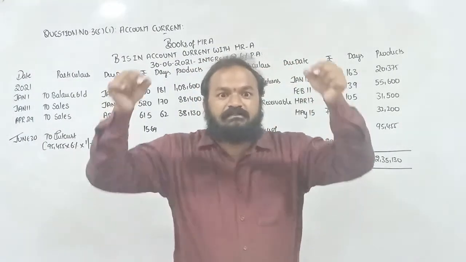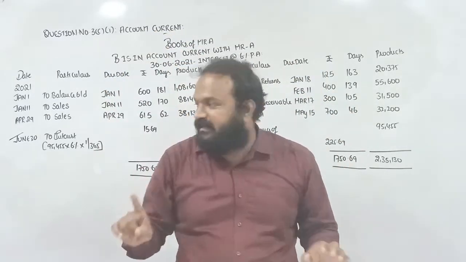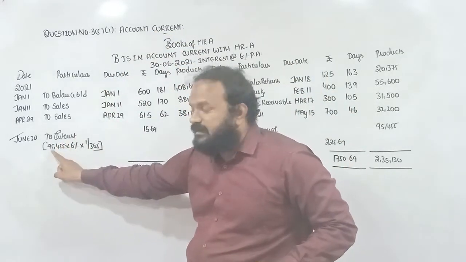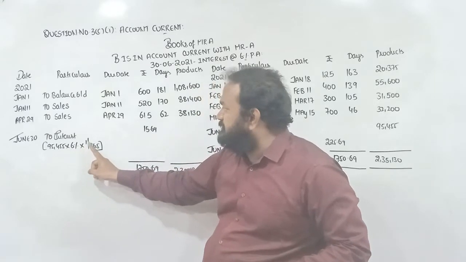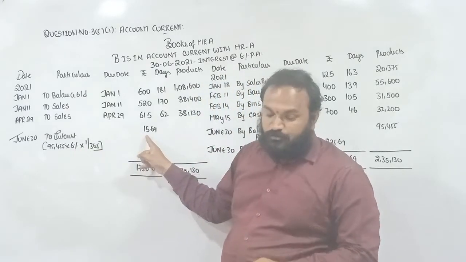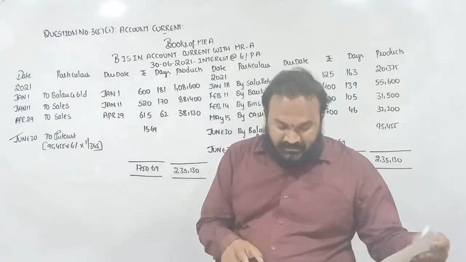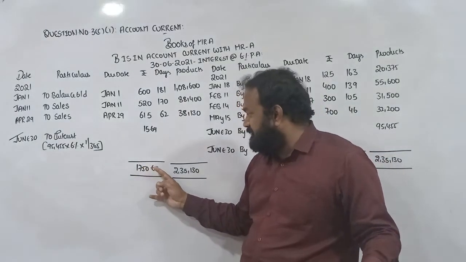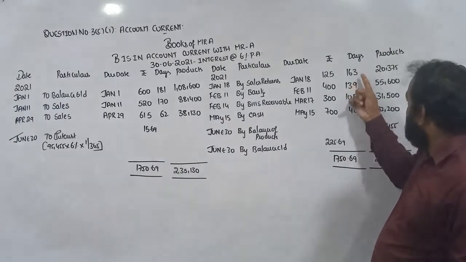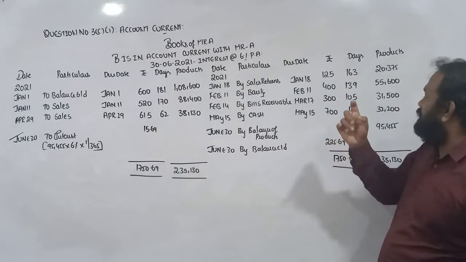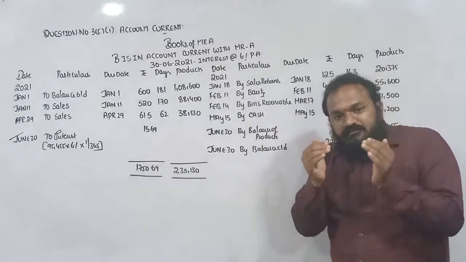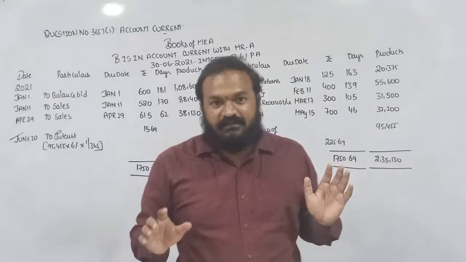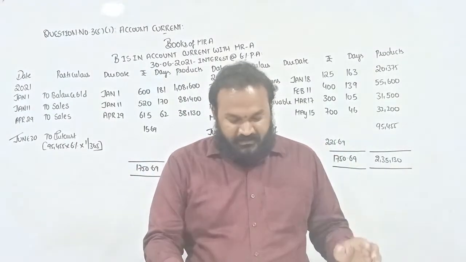On that balance of products, in the products method, we have to compute one day's interest. 95,455 into 6% into 1 by 365. Amount of interest receivable is 15.69. So 1,750.69 minus all this, 225.69 receivable from B on 30th June 2021.